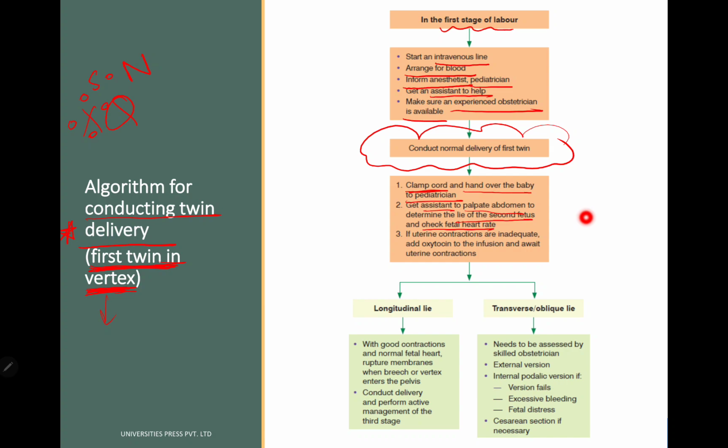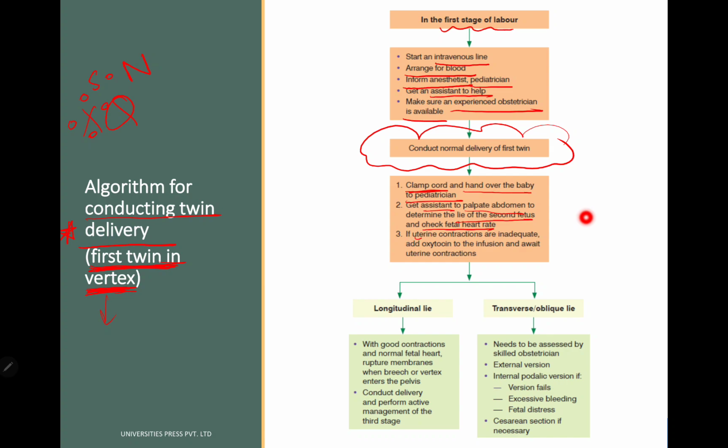Now after delivery of the first twin, cord clamping and handing it over to the pediatrician, you need to call for the assistant and tell the assistant to palpate the abdomen for the second twin, to determine the lie of the second fetus. And you need to check the fetal heart rate of the second fetus.